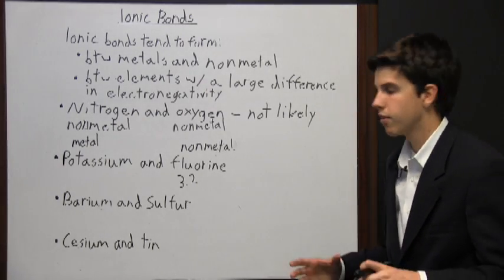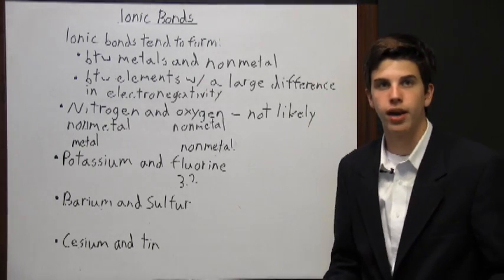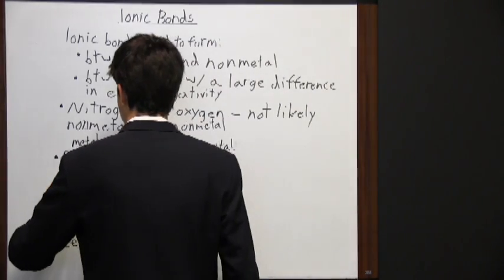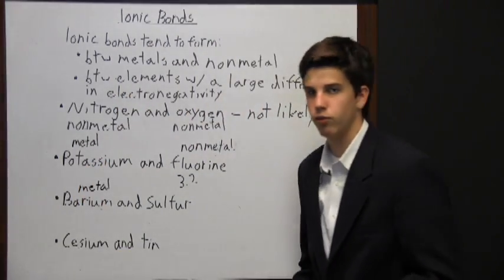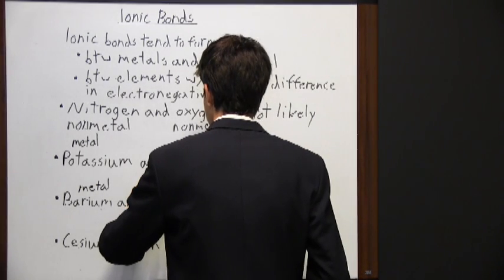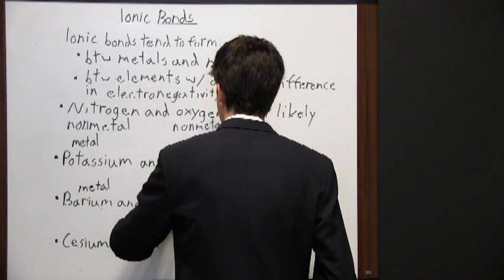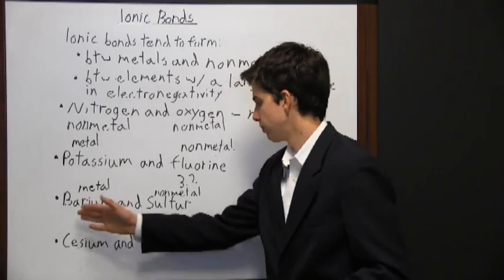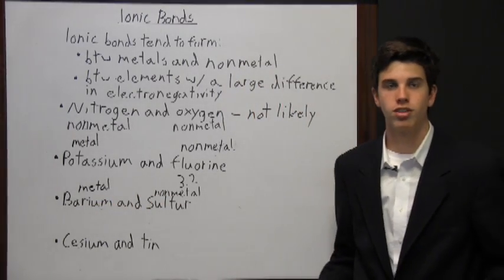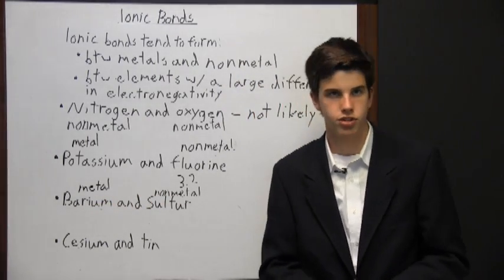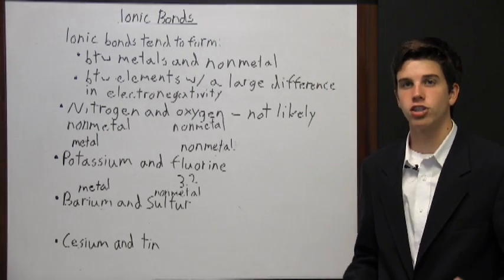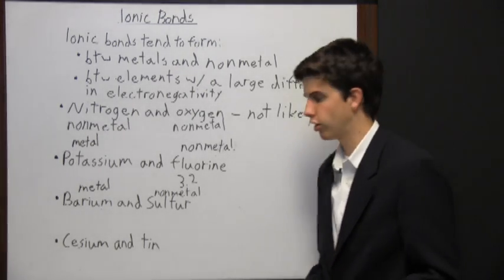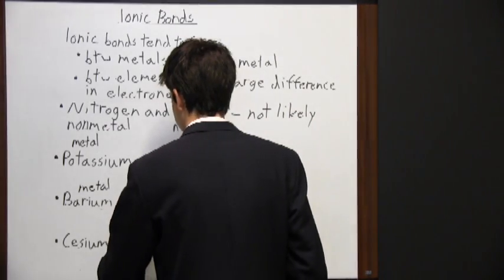Now here we have barium and sulfur, and barium is a metal, and then sulfur is a nonmetal. So here we have a metal, a nonmetal. We're doing good so far, so they're likely to form ionic bonds, specifically barium sulfide. And in addition to that, their electronegativity difference is moderately large at about 1.6.